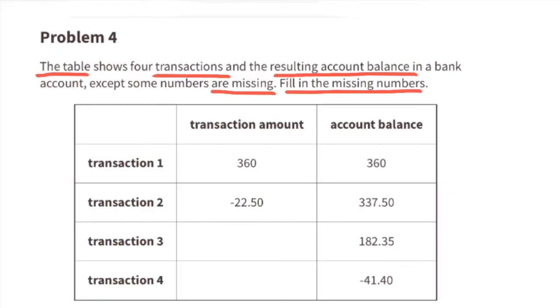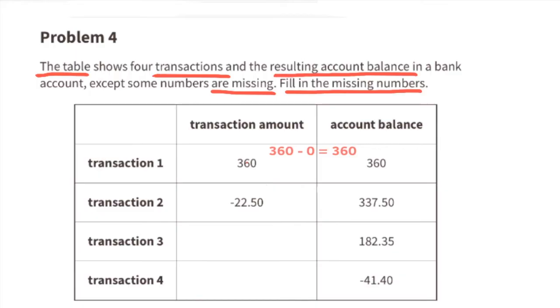Problem number 4. The table shows 4 transactions and the resulting account balance in a bank account, except some numbers are missing. Fill in the missing numbers. We could say that for the first transaction they started with 0 and they put in $360, or we can say that they started with $360 and withdrew $0. Either way, the account balance is $360.